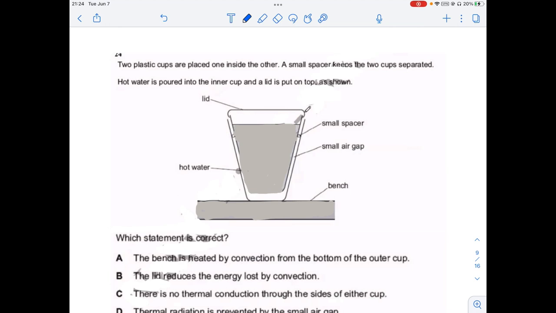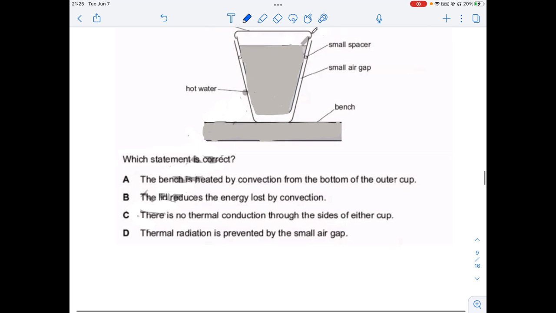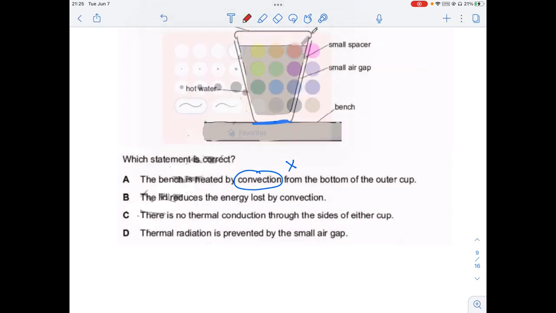Coming to question number 24, two plastic cups are placed one inside the other. A small space keeps the two cups separated. Hot water is poured into the inner cup, and the lid is put onto the top of the cup. So what is it saying? Which statement is correct? The bench is heated by convection from the bottom of the outer cup. The bench is not in touch with the hot water, so convection cannot take place. There is no contact at all. So our first option is going to be the wrong option.